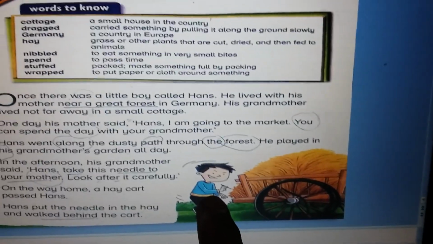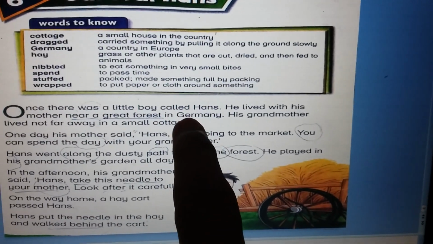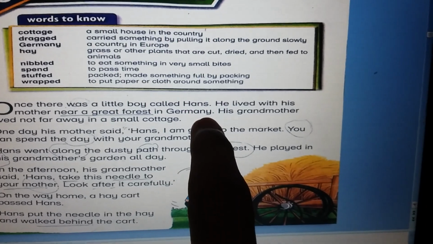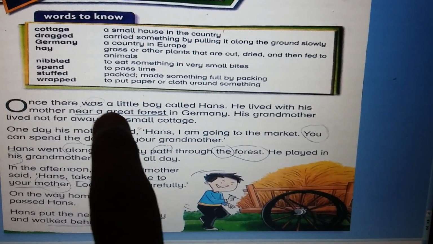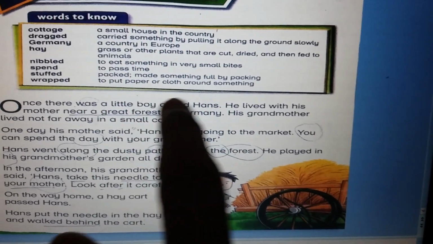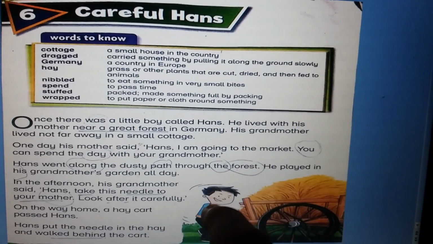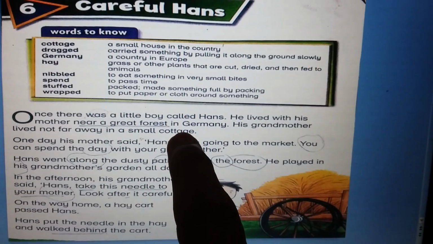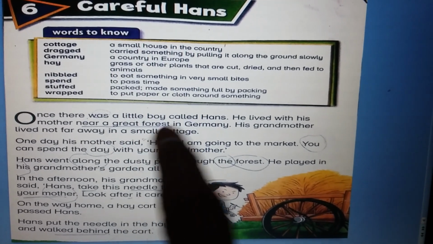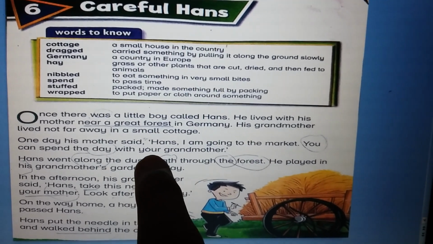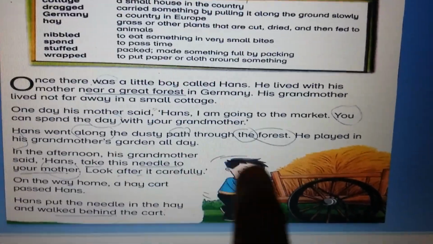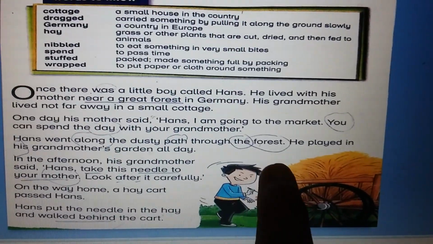What is the name of the boy? Hans. Where did he live? In Germany. Where is his house? Near a great forest. Where is his grandmother's cottage? Not very far away from his house. What happened one day? His mother went to the market.